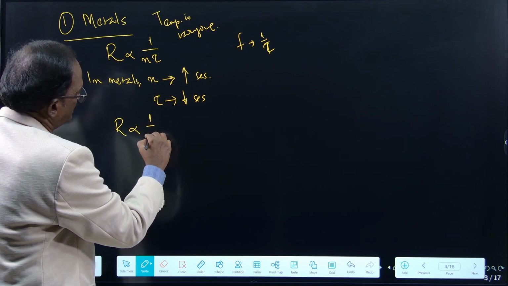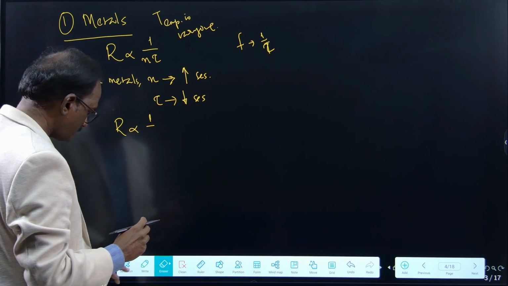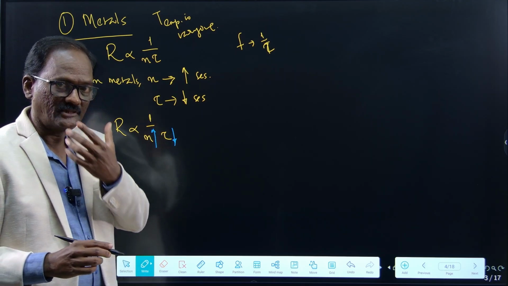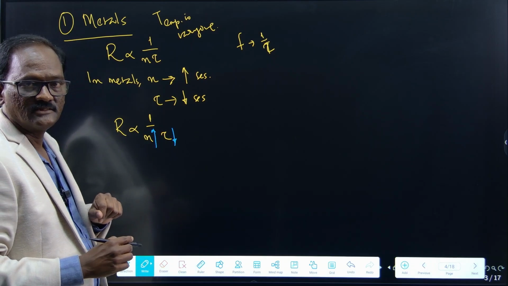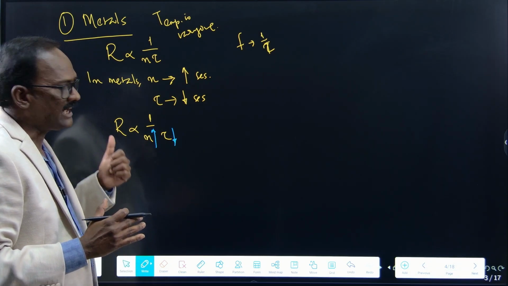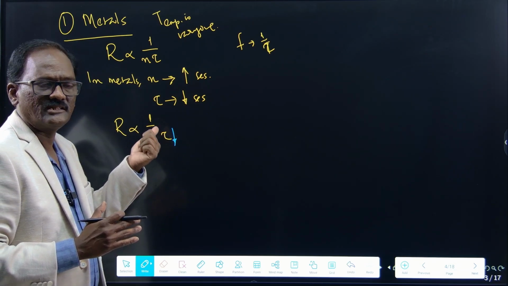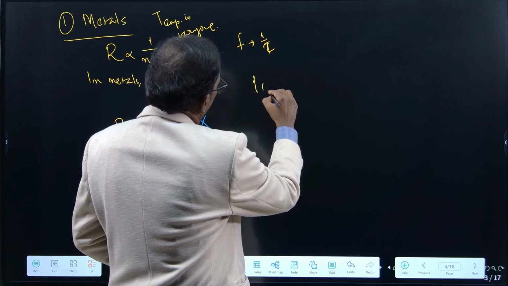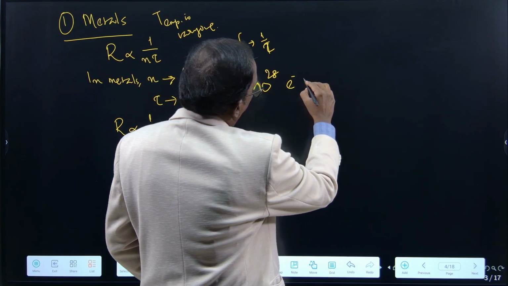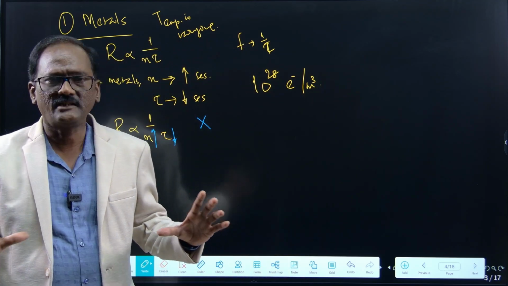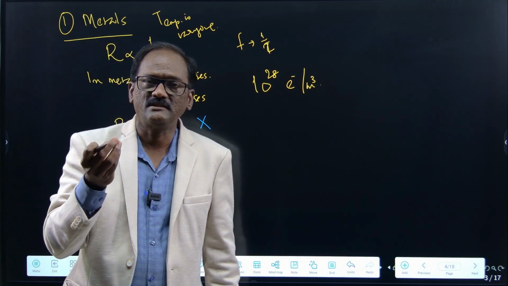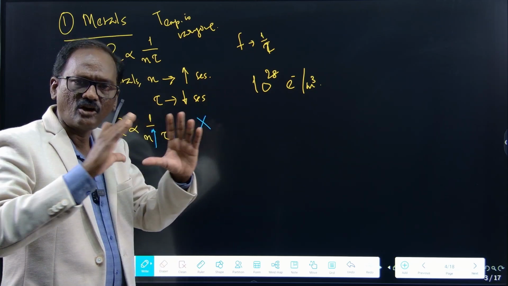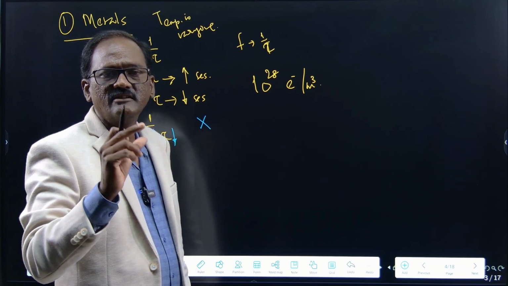So R is proportional to 1 by n tau. One is increasing, another is decreasing. Two opposite actions happen: n is increasing, tau is decreasing. So we might understand that one increase is compensated by one decrease, so R has to be constant. No. Metals already have the order of 10 to the power of 28 free electrons per meter cube. So due to the temperature, the addition of some more electrons will not give an appreciable increase, right?